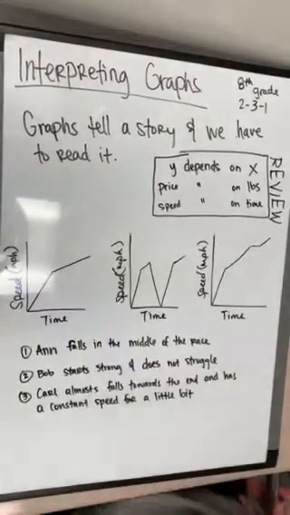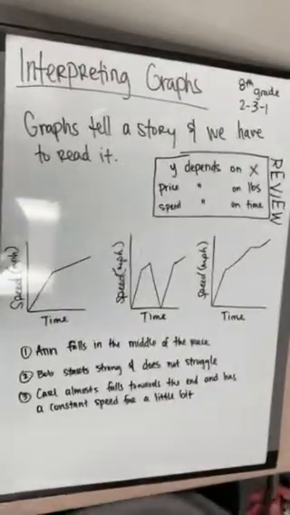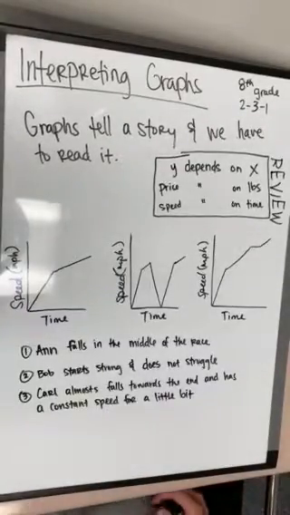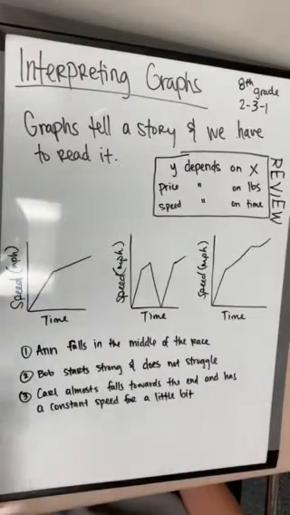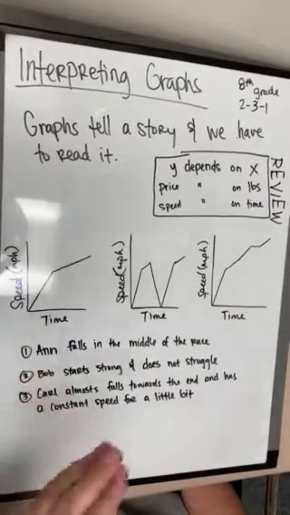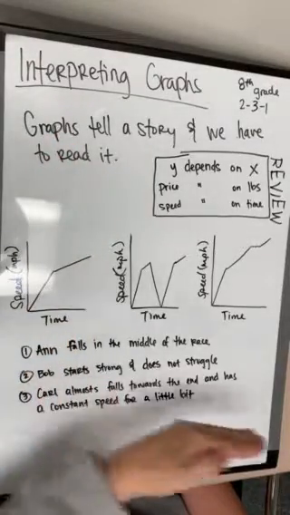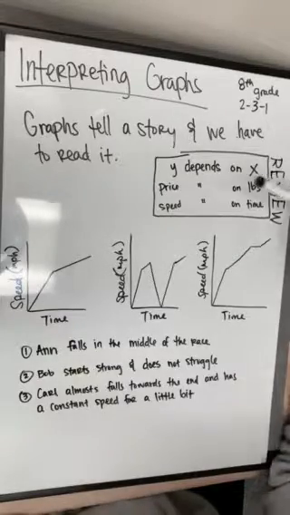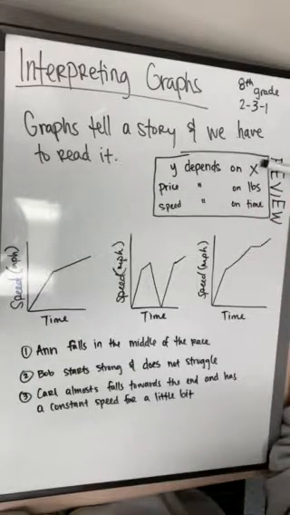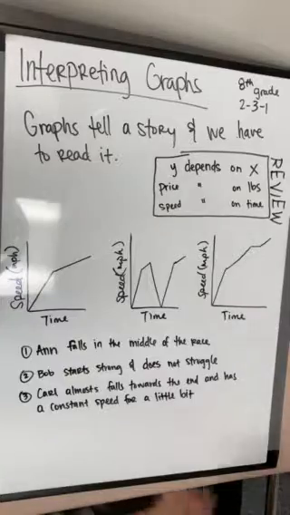Okay, chapter 2, section 3 is all about interpreting graphs. Graphs tell us a story, and we have to be able to read that story and understand what it's telling us. There are two parts to the story that really matter: the y-axis and the x-axis. Just as a review from last year, y depends on x. So y is your dependent variable and x is independent.